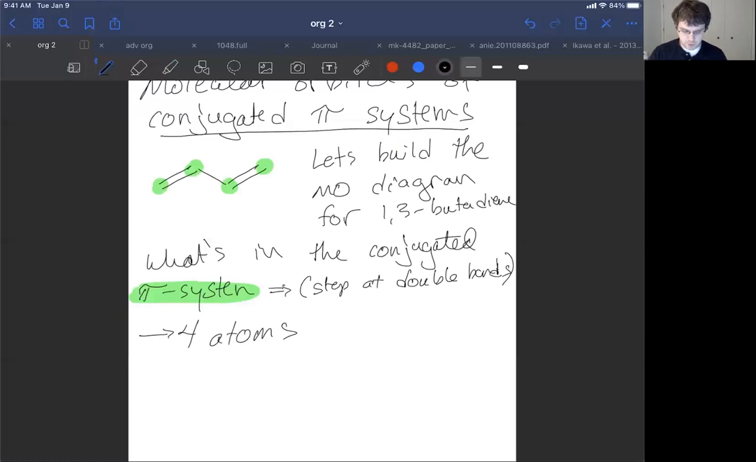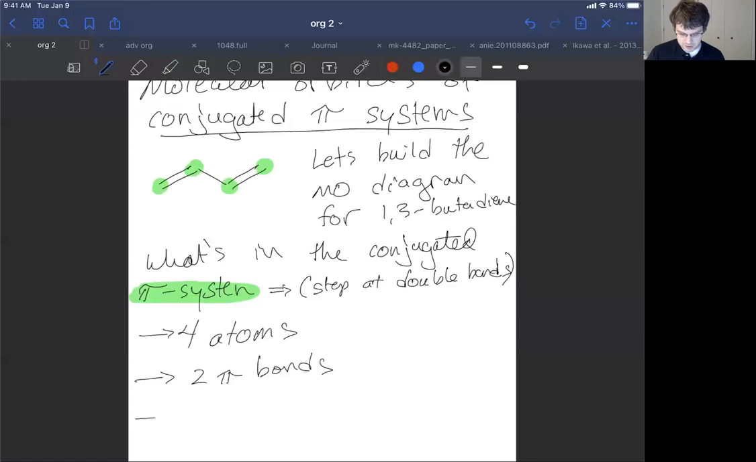Okay, so we have 4 atoms and we have 2 pi bonds. Why do we have 2 pi bonds? Well, we have 2 double bonds. Each of those double bonds has a sigma bond, which we ignore. We don't care about those right now. We care only about pi bonds in our pi system that has conjugation. So we have 2 pi bonds. It's the second bond in each of those double bonds that we want to consider.